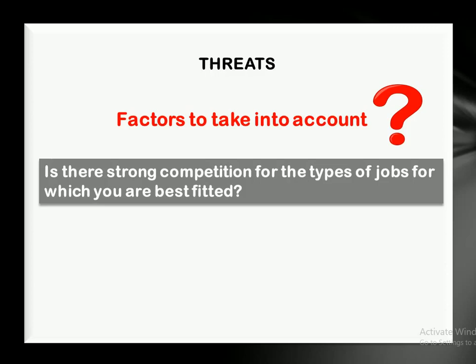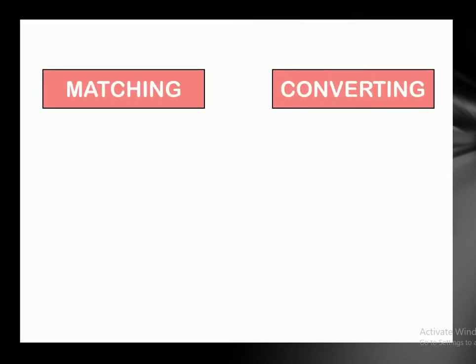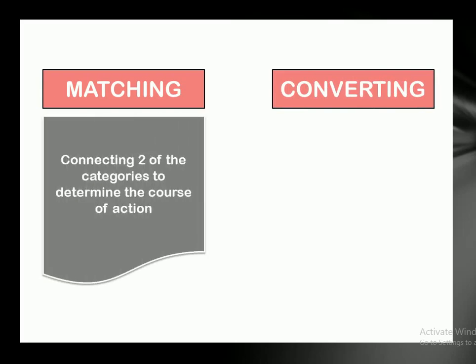So once you have filled up the matrices, there are two ways to analyze this information. First is matching, and second is converting. Now, what is matching and converting? Matching here means connecting two of the categories to determine the course of action.